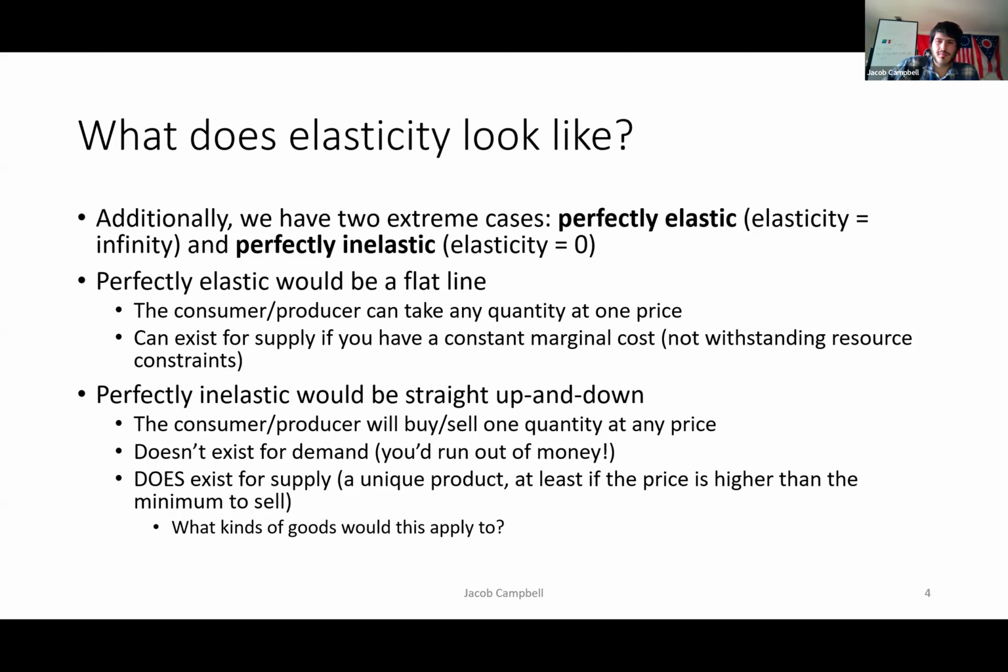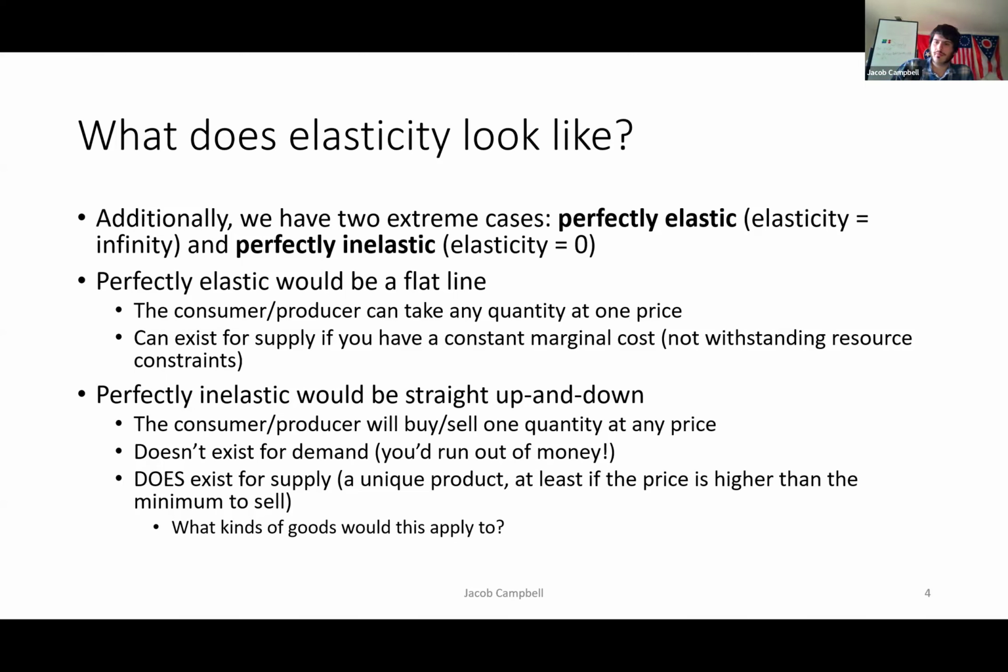For the producer, this can be a little more plausible. You're still going to run into resource constraints. I can't serve an order that big. There's not enough metal and oil and electricity in the world to make an order that big. But for a lot of simple scenarios, looking over a certain range of quantities, it can be perfectly elastic in real life for the producer.